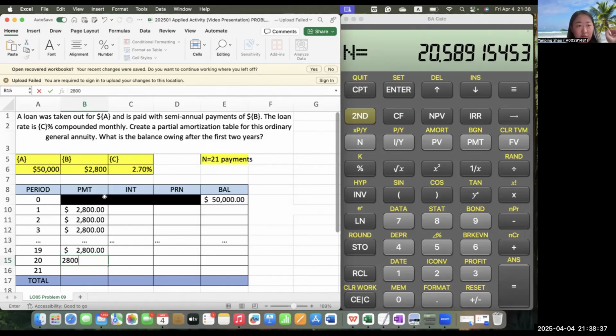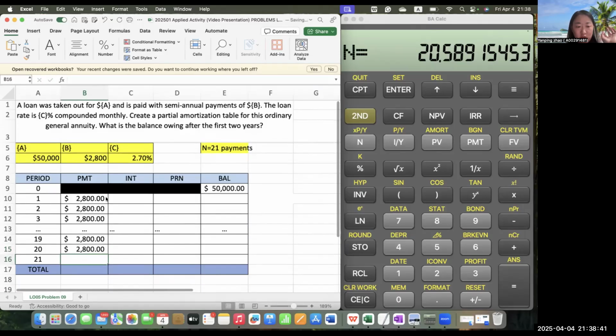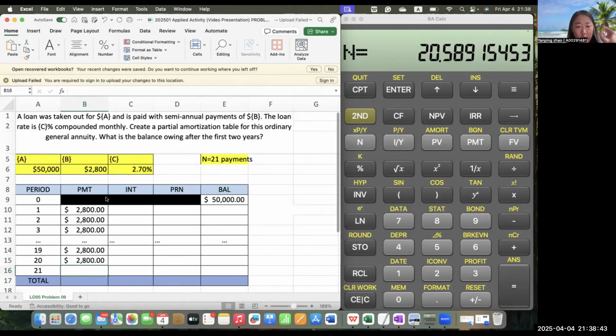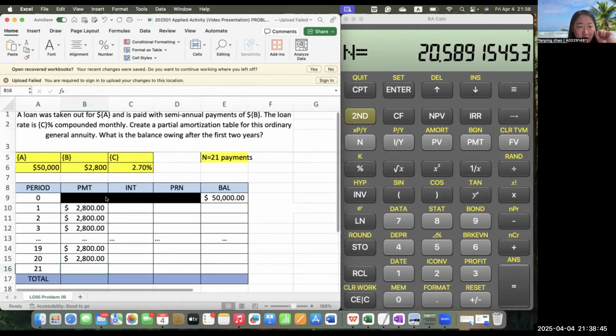Except the last one, which will not occur in the 21st interval. Later in the calculator, you will find that if you only make 20 payments, you will not actually pay off the loan. You must make the 21st payment.